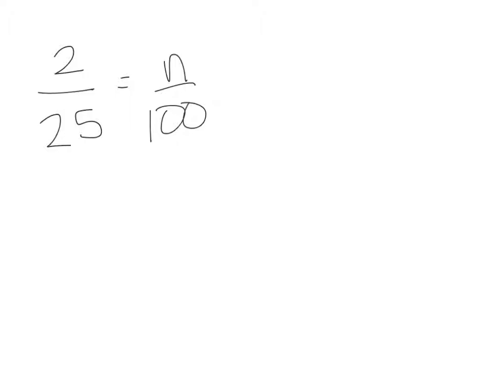But before we move on, let's review one more thing. If we have 2 over 25 is equal to n over 100, how do we figure out what n is? Well, 25 times what gives us 100? That's right. 25 times 4 gives us 100.